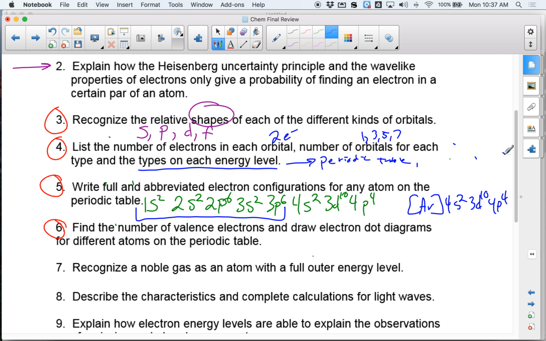Yes, that should have a check mark next to it.